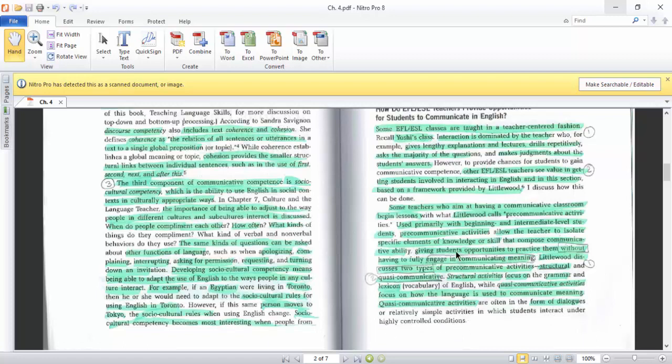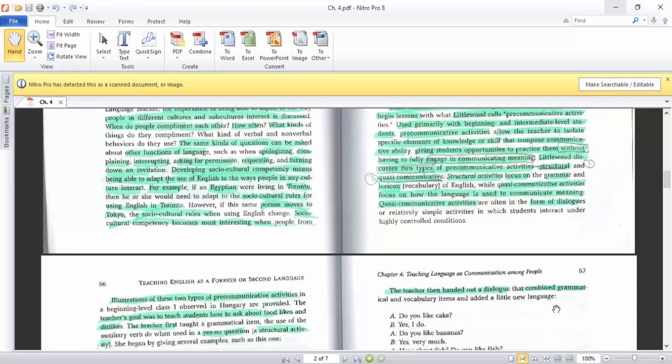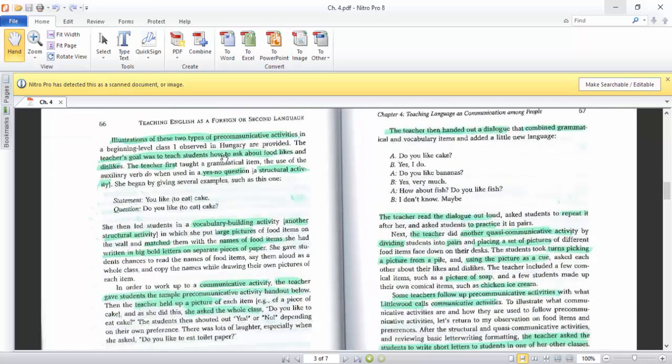So we have two activities mentioned by Littlewood: the pre-communicative activities. The first one structural and the second one quasi-communicative. Structural activities focus on grammar and lexical items, and the second one, quasi-communicative activities, focus on the forms of dialogue. Okay, if you go to page 66, you will find illustrations of these two types of pre-communicative activities at the beginning level.